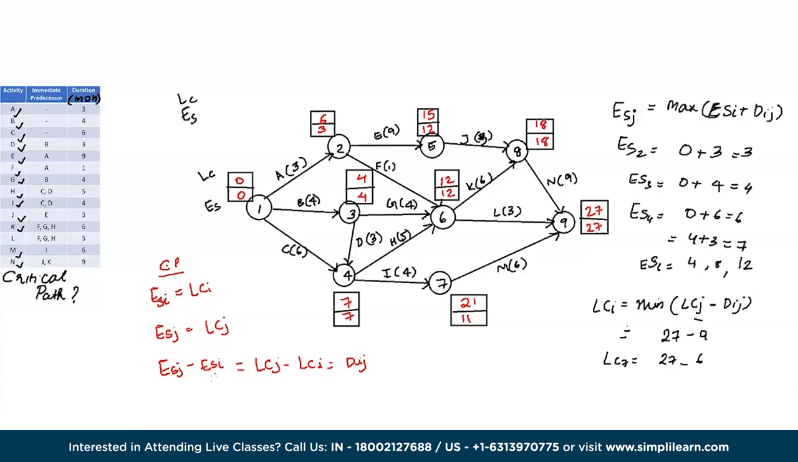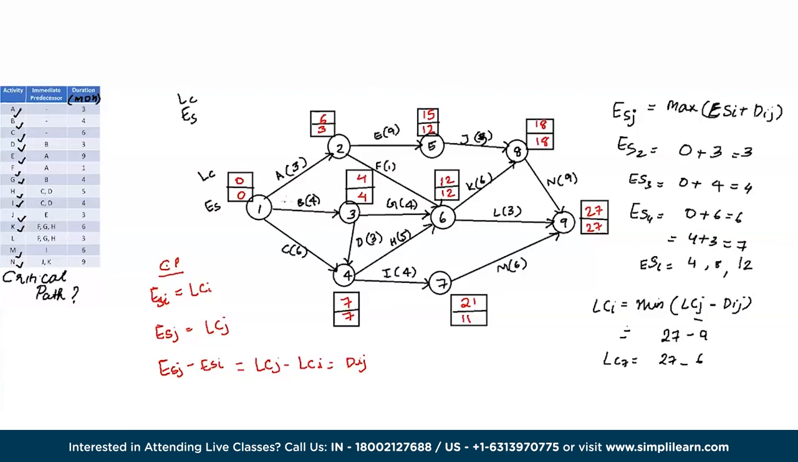Let's have a look at if it satisfies the third criteria. Here we have 4 minus 0, which is 4, 4 minus 0, which is 4. We have the correct answer. 7 minus 4, which is 3. Similarly, 7 minus 4, which is 3. 12 minus 7, which is 5. Likewise, all of them connect, which means we have just found out our critical path.